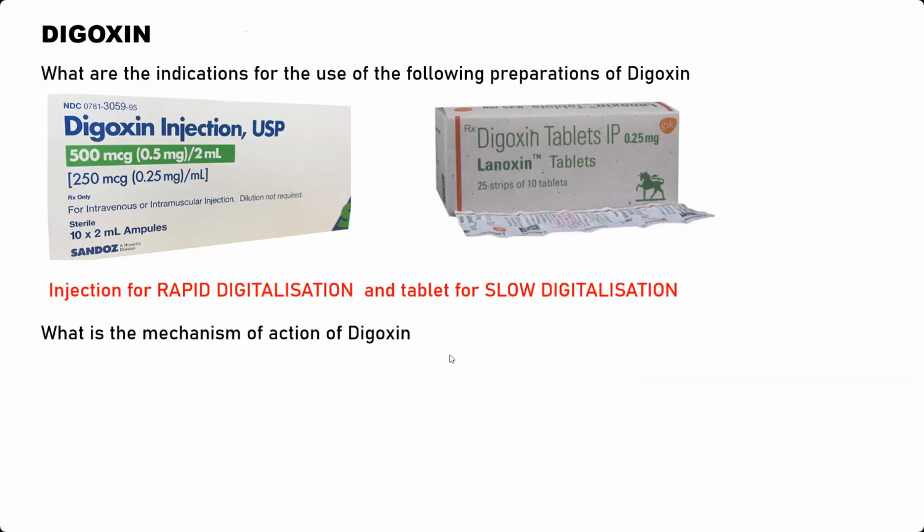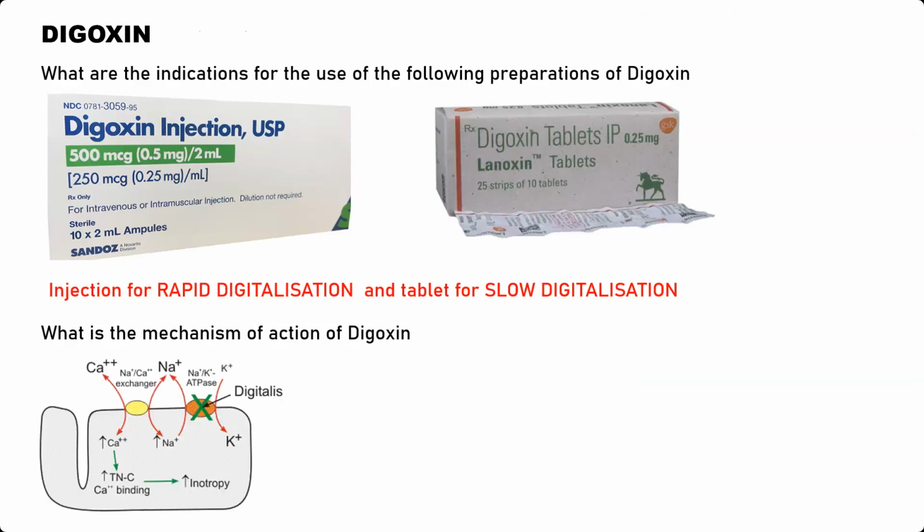What is the mechanism of action of digoxin? It is a cardiac glycoside, sir. It acts on the sodium potassium ATPase, an inhibitor. Fantastic. So this is acting as a sodium potassium ATPase inhibitor.